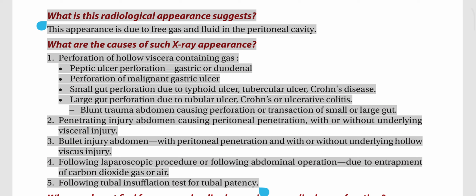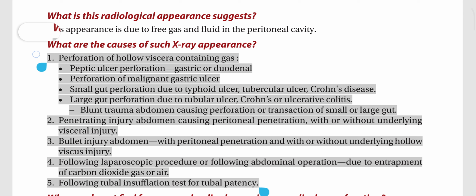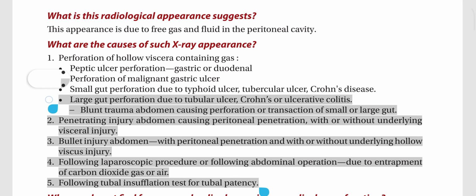What does this radiological appearance suggest? This appearance is due to free gas and fluid in the peritoneal cavity. What are the causes of such X-ray appearance? 1. Perforation of hollow viscera containing gas: peptic ulcer perforation, gastric or duodenal, perforation of malignant gastric ulcer, small gut perforation due to typhoid ulcer, tubercular ulcer, Crohn's disease. Large gut perforation due to tubercular ulcer, Crohn's or ulcerative colitis. Blunt trauma abdomen causing perforation or transection of small or large gut.